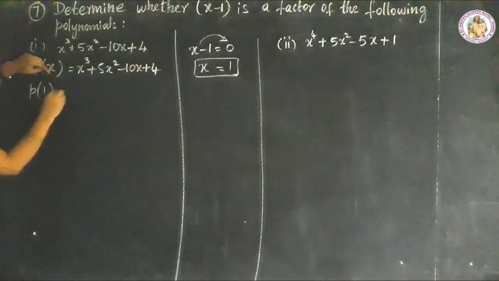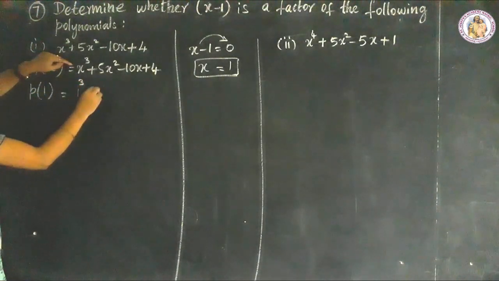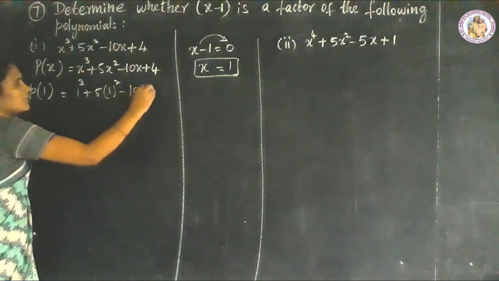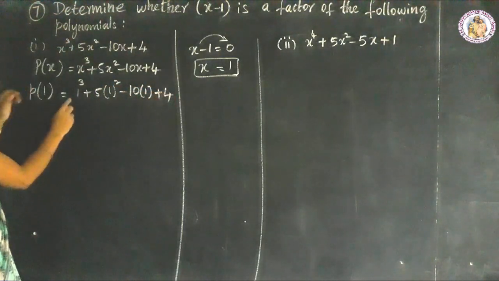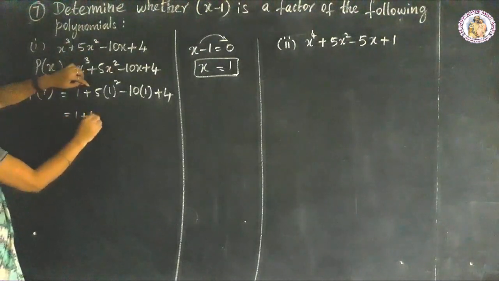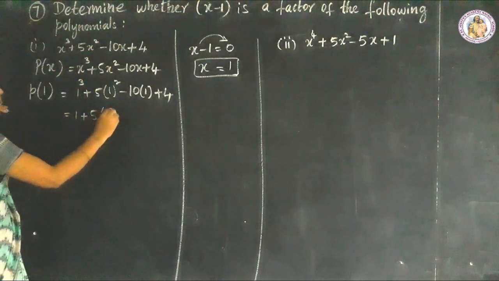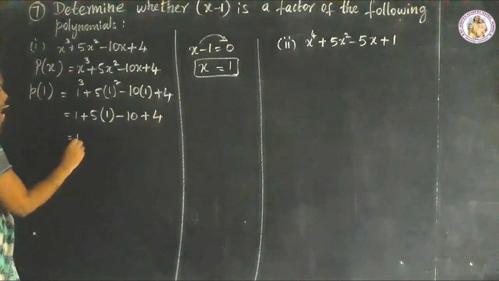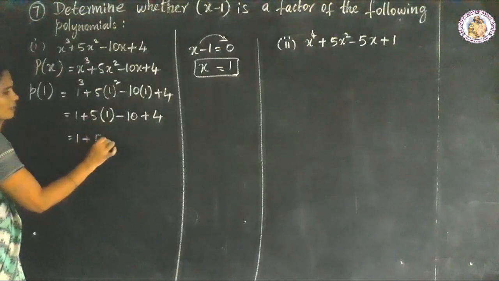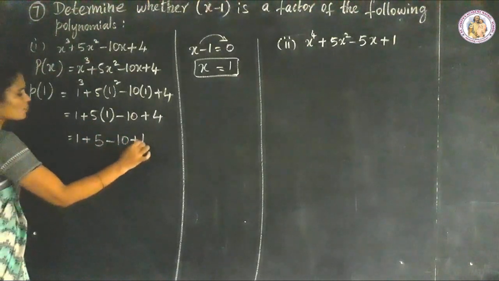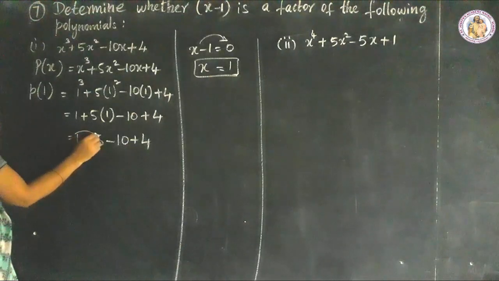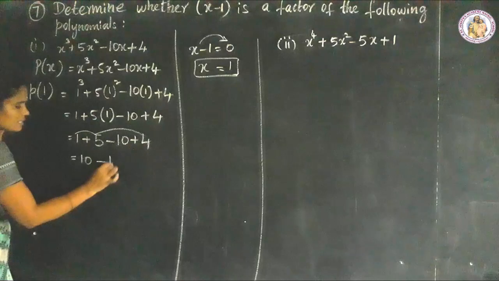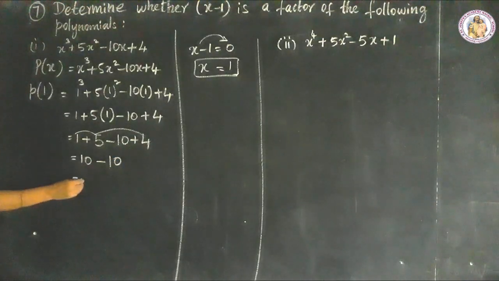P of 1 is equal to x cube plus 5x square minus 10x plus 4. So 1 square minus 10 into 1 plus 4. So 1 into 1 into 1, 1, plus 5 into 1 into 1, 1. Minus 10 ones are 10 plus 4. So 1 plus 5 ones are 5 minus 10 plus 4. Okay. So 5 plus 1, 6. 6 plus 4, 10. 10 minus 10, 0.